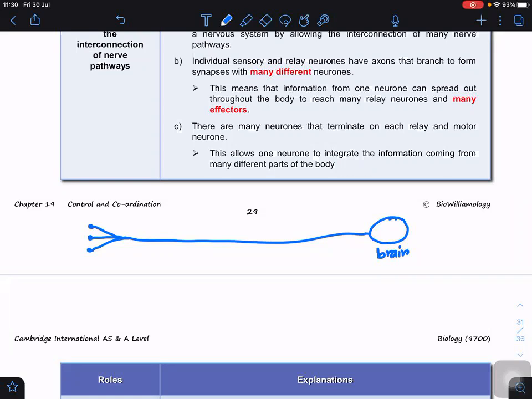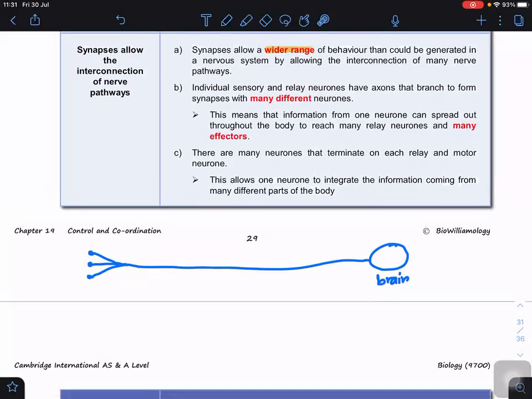But wanting to run involves so many muscle cells. If there is no synapse, how can we control so many muscle cells? So therefore, we need to have the synapse. Synapse actually allows the interconnections of the nerve pathway, allowing us to have a wider range. Individual sensory and relay neurons have axons that branch to form synapses with many different neurons. Therefore, we can actually control many effectors.